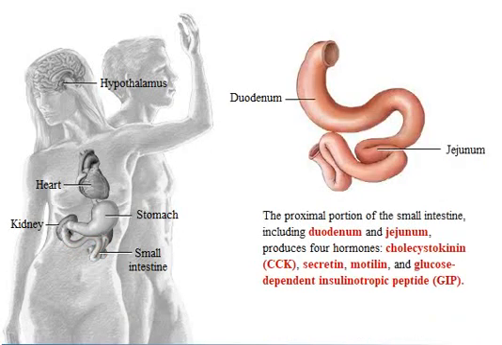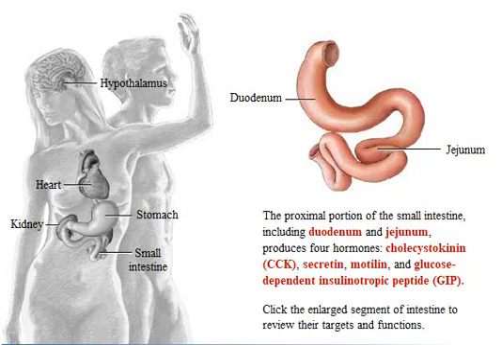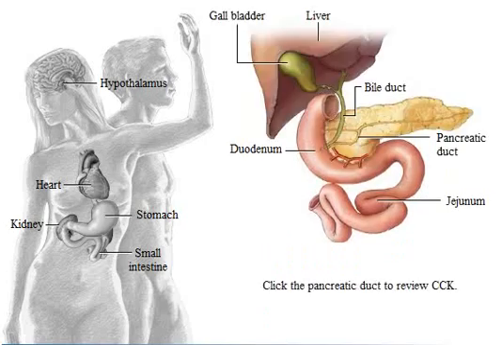The proximal portion of the small intestine, including duodenum and jejunum, produces 4 hormones: cholecystokinin, secretin, motilin, and glucose-dependent insulinotropic peptide. Click the enlarged segment of intestine to begin the review of their targets and functions. Click the pancreatic duct to review CCK.